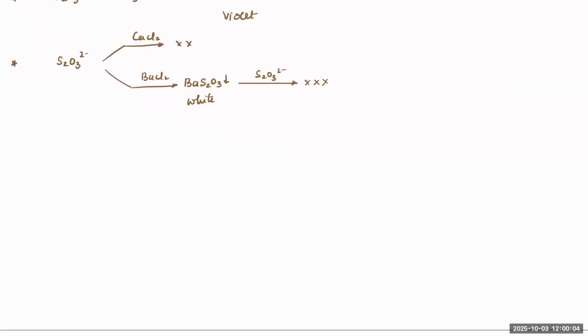Next. S2O3 2 minus with CaCl2 will not make any reaction. And S2O3 2 minus with BaCl2 will make a white PPT first, BaS2O3. And that white PPT does not form any complex as such. Okay. So that is the overall reaction which will take place. Done, beta.